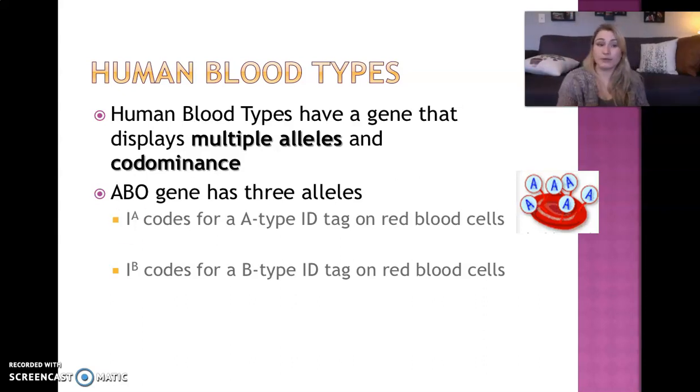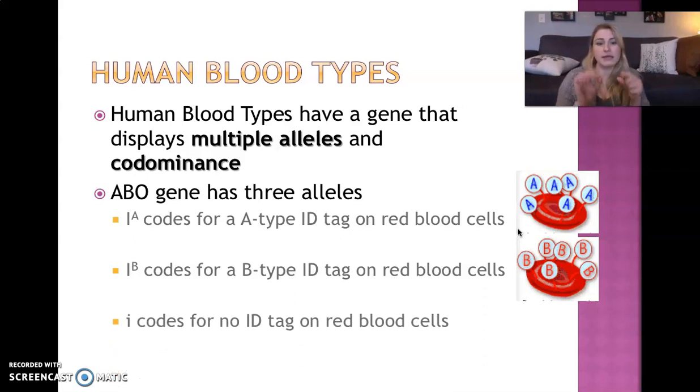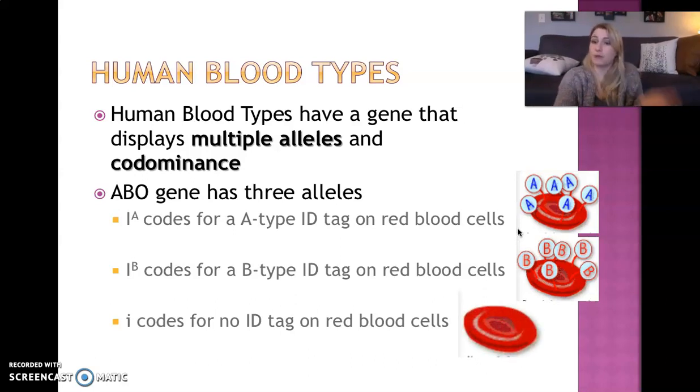So we're going to use a capital I with an uppercase A next to it in order to show the A allele. We're going to use a capital I with an uppercase B next to it to show the B allele. And a lowercase I is going to show no antigens or markings on it, which is what O blood is. So you can have A blood, which means that you have the A antigens or the A name tags on them. You have B blood, which is for the B antigens. And then the O is absolutely no antigens on there.